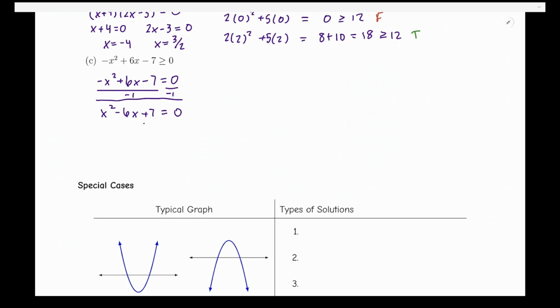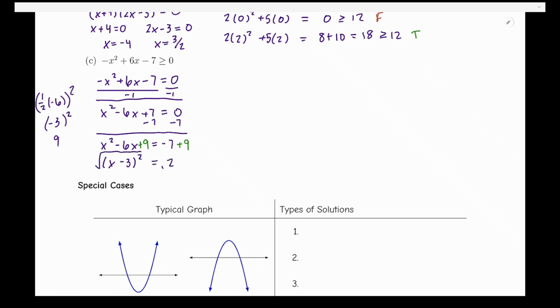So you can either complete the square or use the quadratic formula. I'm going to complete the square. So subtract 7 from both sides. We get x squared minus 6x equals negative 7. And then take half of negative 6 squared, negative 3 squared, 9. So I'm going to add 9 to both sides. Then the left-hand side factors as x minus 3 squared is equal to 2. Take the square root of both sides.